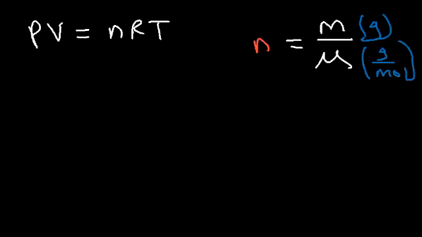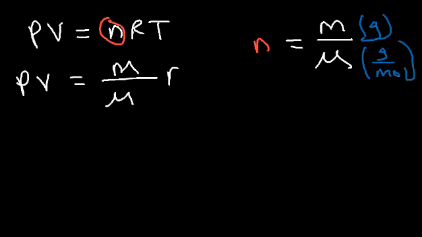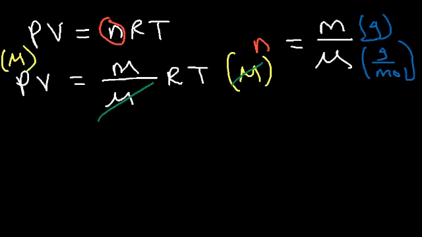So what we're going to do now is replace the moles, or n, with mass over molar mass, so m over capital M. And now our next step is to multiply both sides by the molar mass. So on the right side, M will cancel. So we now have this equation: PVM is equal to mRT.